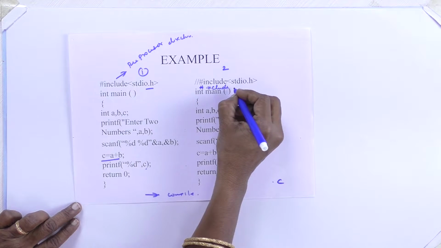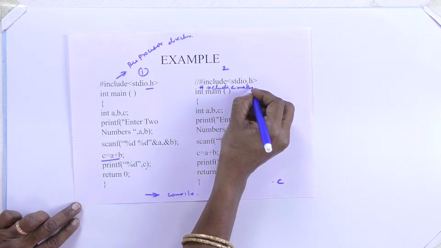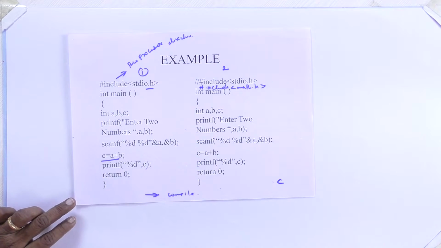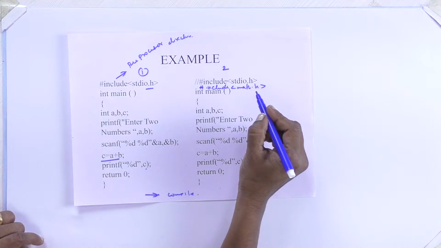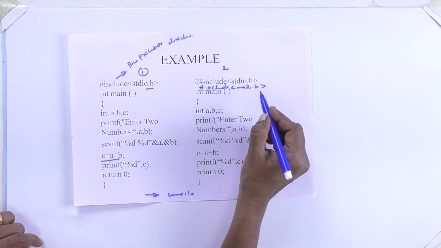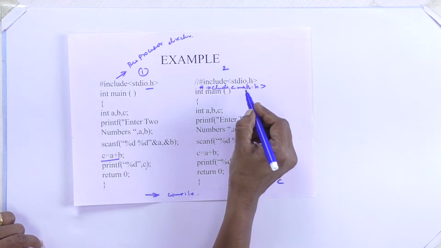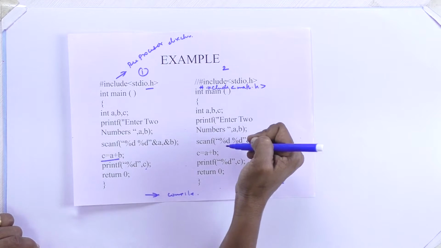#include math.h. So these preprocessor directives will have some header libraries which will be read when we compile the program.